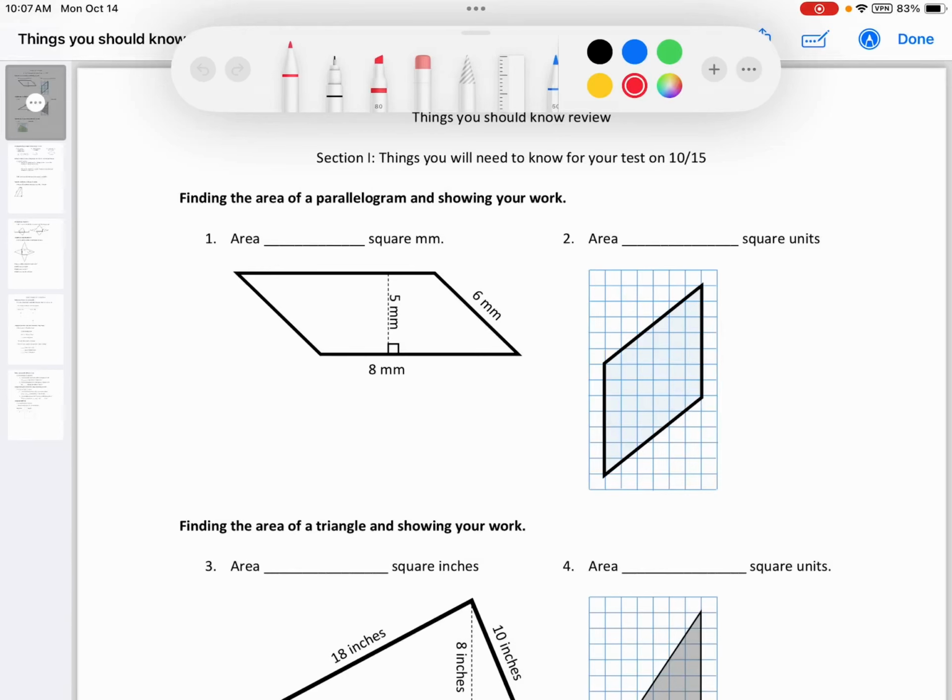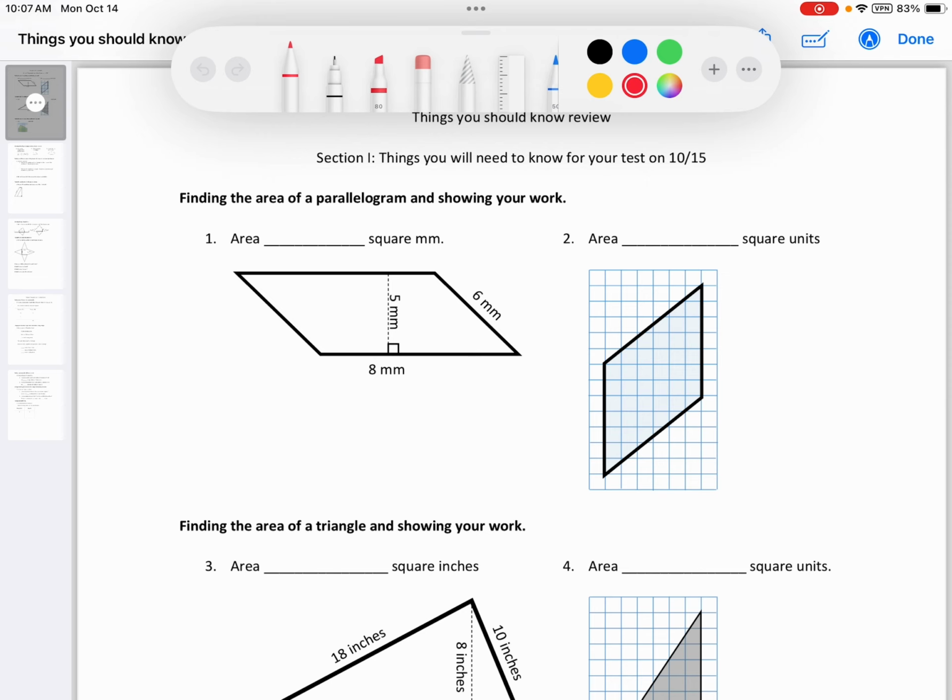Hello. I am going to go through all of this review, the things you should know review. The first section will get you ready for your test on the 15th. It has to do with finding area, finding surface area, and polygons and polyhedra.